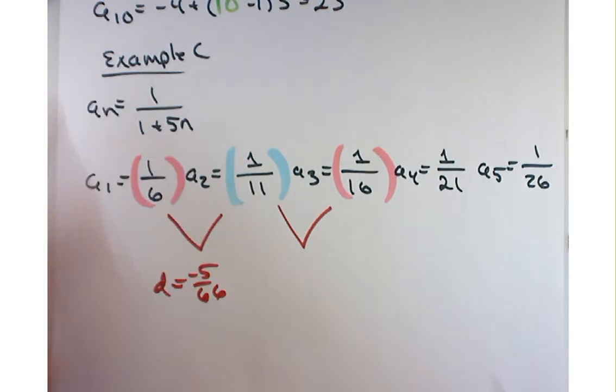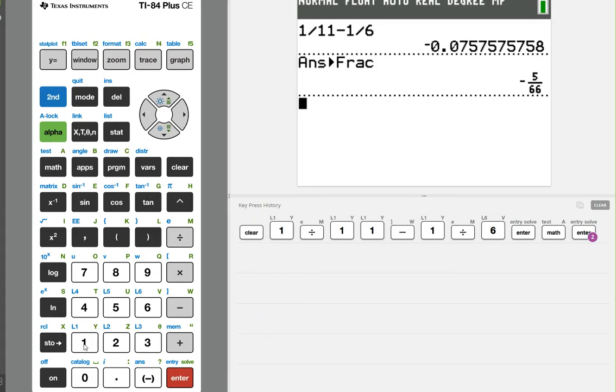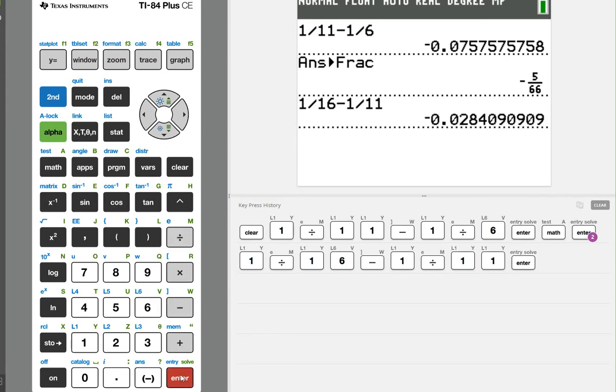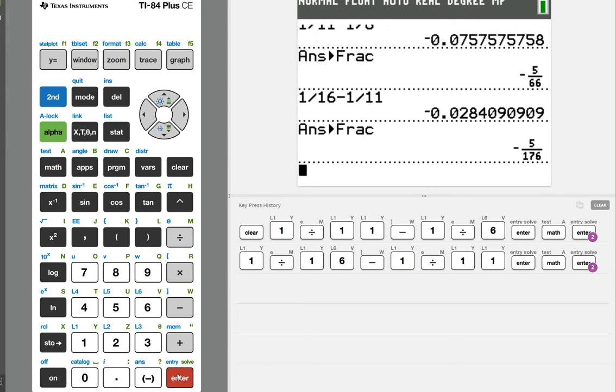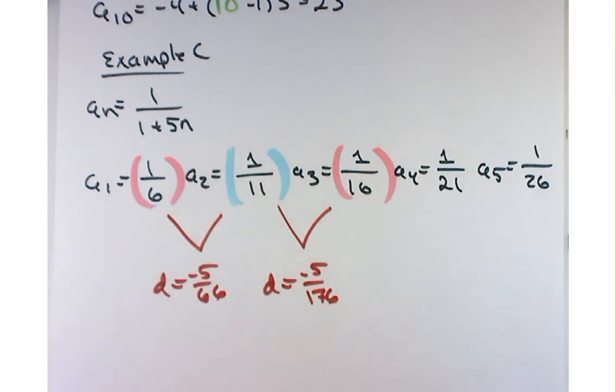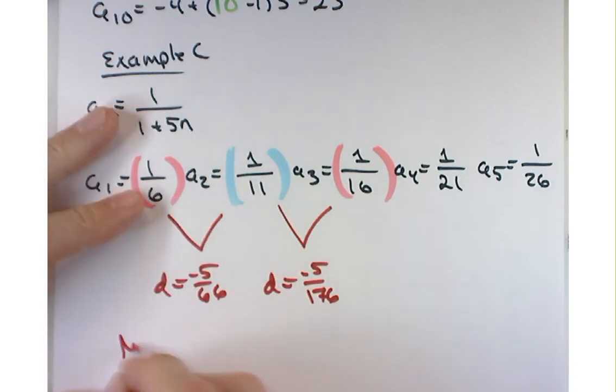Do I get the same thing between these two? Let's find out. So this time I want to do 1 divided by 16 minus 1 divided by 11. And that doesn't look like the same thing. Nope. So this time I get D equals negative 5 over 176. Okay, so the difference isn't consistent from one term to the next. So this is not an arithmetic sequence.